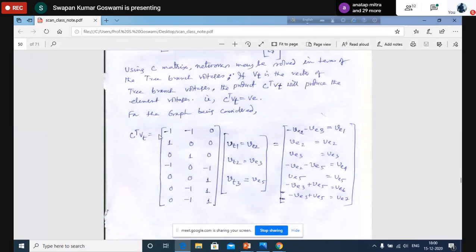So here we have 1, 2, 3, 4, 5, 6, 7 elements. 1, 2, 3 cut-set. So this will correspond to element 1. This is element 2, element 3, element 4, element 5, element 6, element 7. So let us see what is the meaning of this. We have seen that this basically is nothing but the element 1 voltage. This is element 2 voltage. This is element 3 voltage. This may be shown to be element 4 voltage, element 5 voltage. This is a combination of these two.